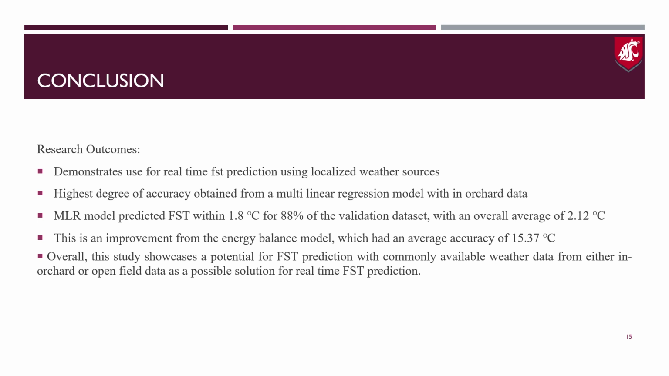The energy balance root mean squared error averaged at 15.37 degrees Celsius, while the multilinear regression model's average root mean squared error was 2.12 degrees Celsius. Overall, this study showcases a potential for FST prediction with commonly available weather data from either in-orchard or open field data as a possible solution for real-time fruit surface temperature prediction.